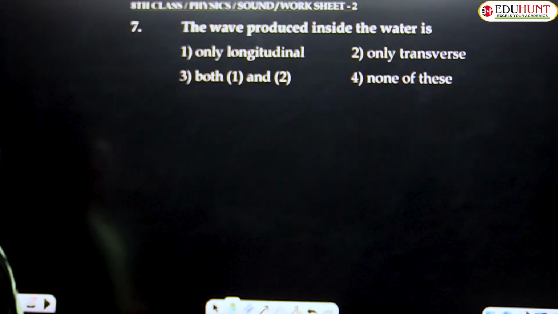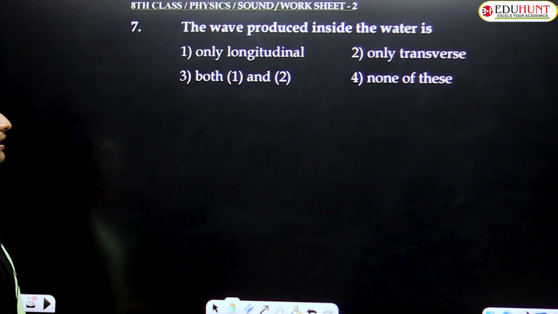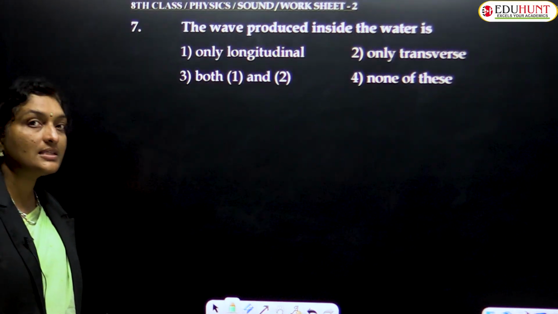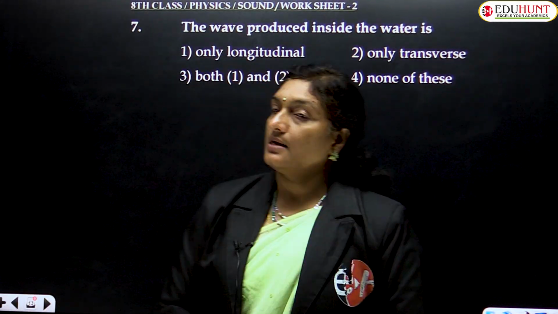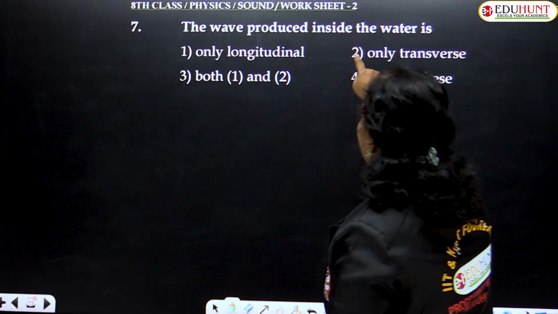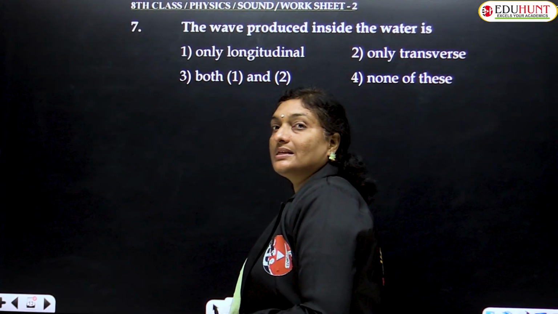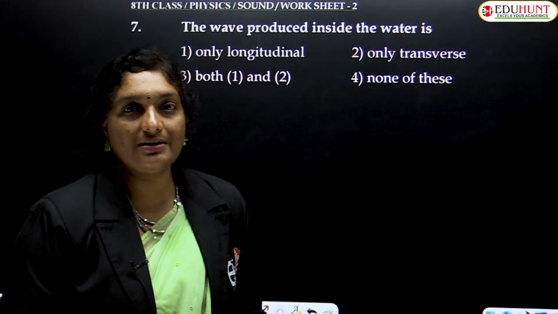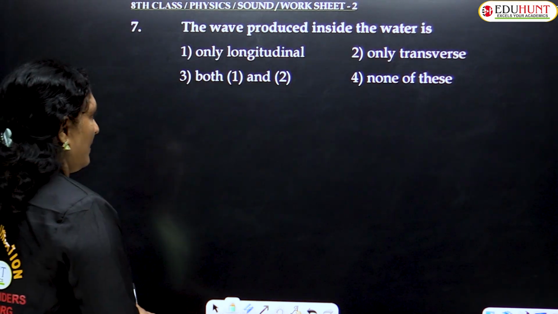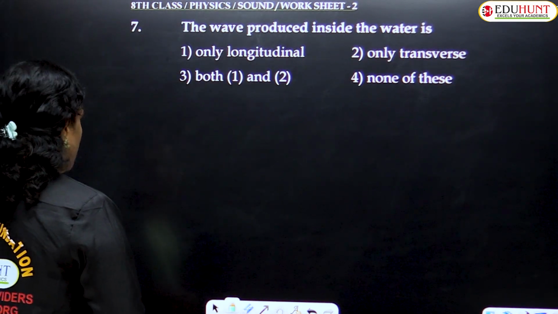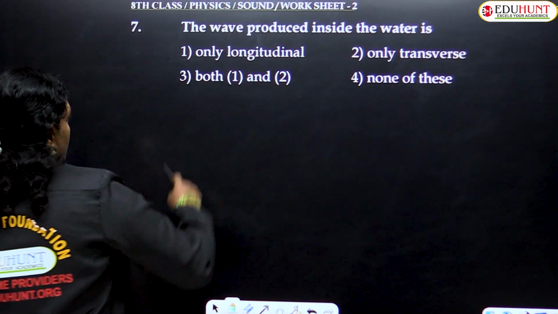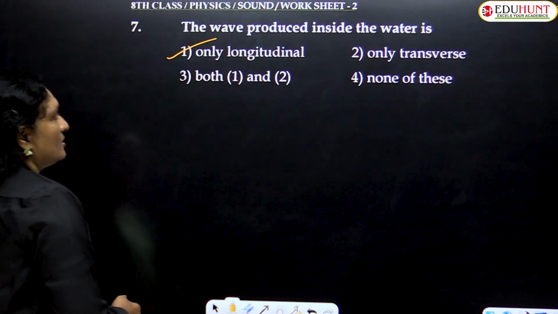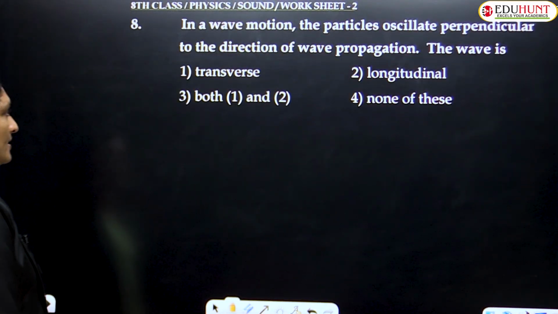Second option is true. The waves produced inside the water: I told you that transverse waves are always produced on the surface of the water, but not inside the water. But what they are asking is inside the water. Inside the water means it is a liquid. So, what type of waves can travel through liquids? Obviously, longitudinal waves. So, which one is the correct option? Question number 7, the correct answer is only longitudinal waves. So, here only longitudinal waves is the correct one. Now, moving to the next question, the 8th one.